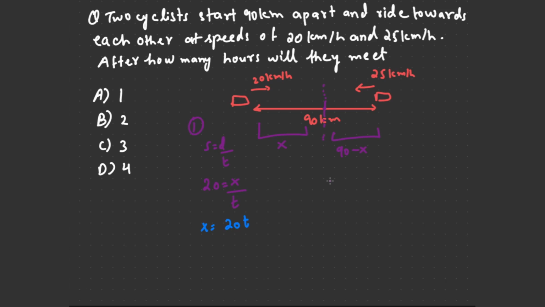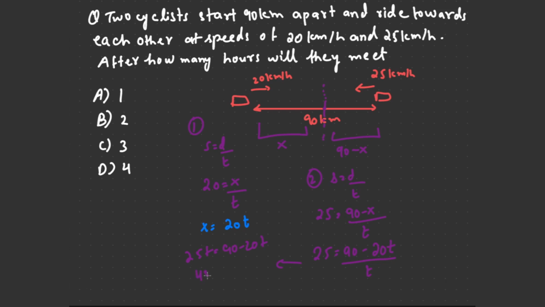For cyclist number two, using the same formula speed equals distance over time, we know the speed is 25 and the distance is now 90 minus x, and the time would be the same, of course. So let's use this t. Substituting the value of x as 20t, this would be 25 equals 90 minus 20t, all upon t. This would be 25t equals 90 minus 20t.